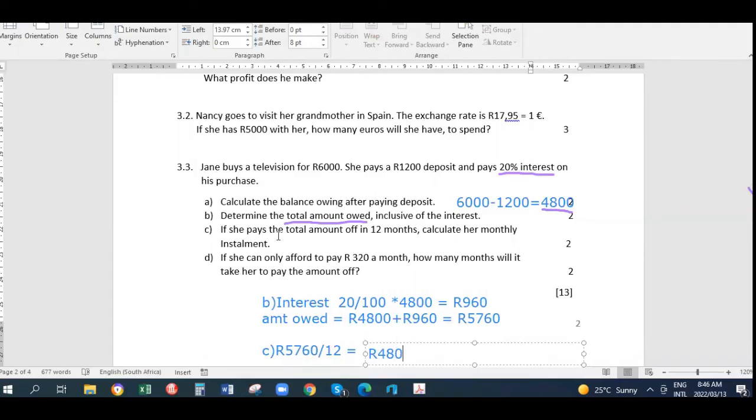So this is, if she pays the total amount in 12 months, calculate a monthly installment, it means she has to pay 480.